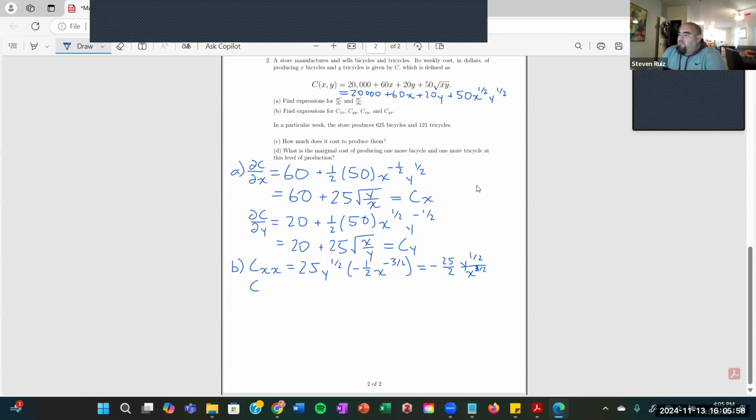How about C sub yy? Same kind of scheme there. So C sub yy, the 20 vanishes because that's a constant. And the rest of this is going to be 25 x to the 1/2, because as far as y is concerned, that's all constant. And then if I take a derivative of the y term, it becomes negative 1/2 y to the negative 3/2.